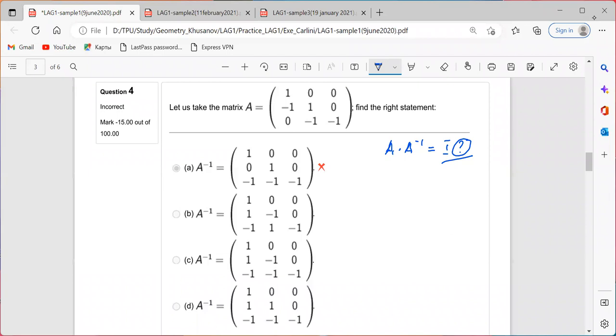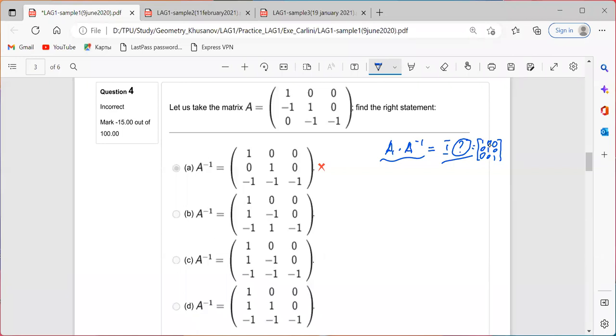Identity matrix is a matrix consisting of 1, 1, 1, and all other elements will be 0. This is a 3-dimensional matrix, and we have here 0, 0, 0, and 0. So this is the identity matrix of order 3. We have to check for which of the given A minus 1 this equality will be correct. How can we check?